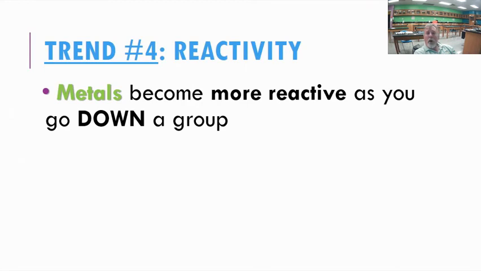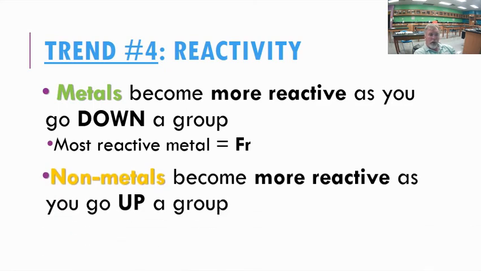So what would be the most reactive metal we have? Well, we saw that the alkali metals, group 1, were the most reactive metals. So what's the most reactive in that group? It's the one at the bottom. So that would be francium. Now, nonmetals, as we saw earlier, tend to be opposite of metals in many, many ways, and this is another one of them. They become more reactive as you go up the group. So metals get more reactive as you go down. Nonmetals get more reactive as you go up.